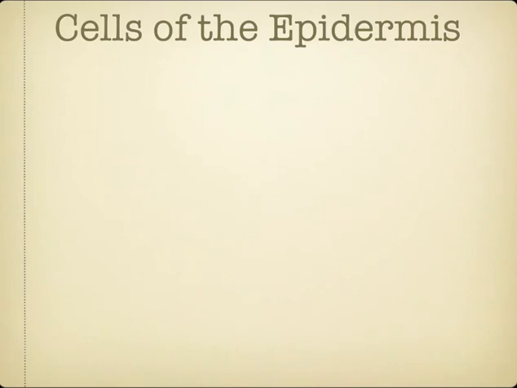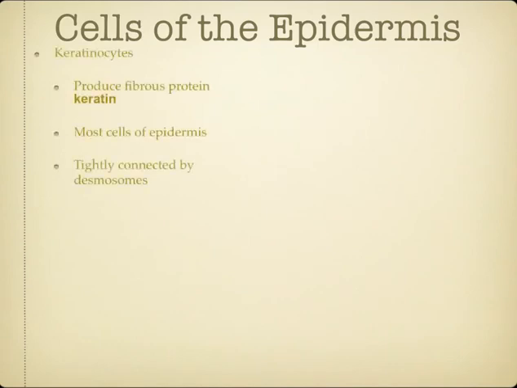Let's take a minute to look at some cells in the epidermis. There are several cell types. The first, actually the major cell type that you find here, over 90% of the cells, are a type of cell known as keratinocytes. They produce a fibrous, waterproof protein called keratin. Most of the cells of the epidermis fit this description. They're held tightly to each other by desmosomes. It helps keep your skin from coming apart like an old ragged cloth.